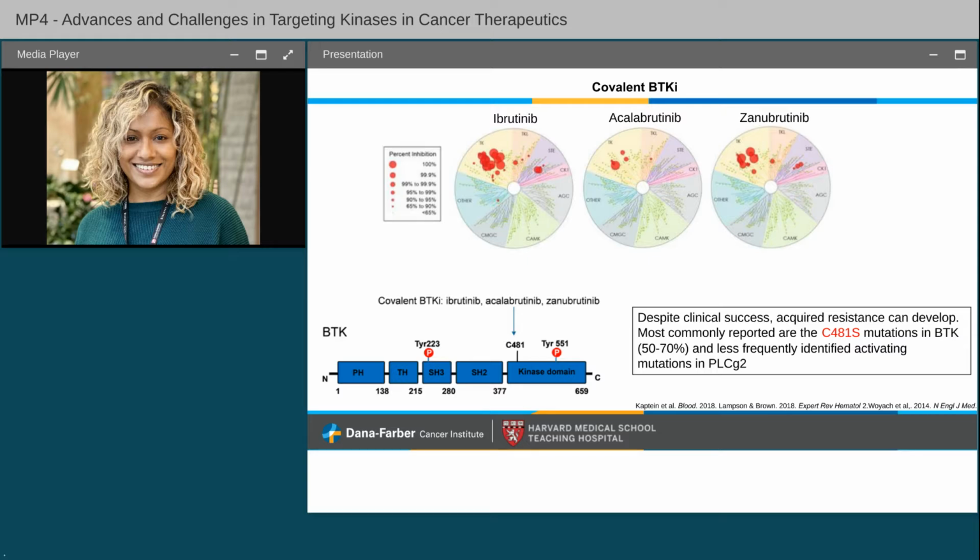As shown in the diagram below, they all bind to the C481 site found within the ATP binding pocket in the kinase domain of BTK. And another problem that arises with this group of inhibitors, with ibrutinib specifically, is that despite clinical success, long-term treatment can lead to acquired resistance, with the most commonly reported one being the C481S mutation. And we also have the less frequently identified activating mutations in the downstream substrate of BTK, which is PLC gamma 2. So presence of this mutation at this site abrogates the covalent binding of all of these drugs.